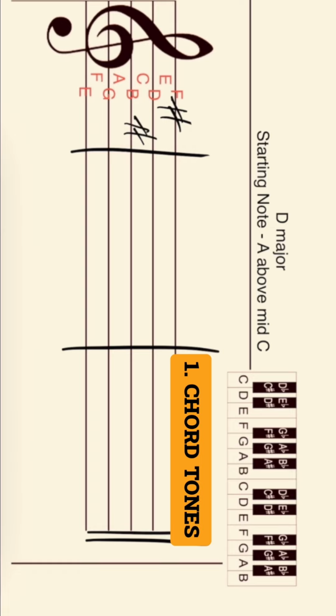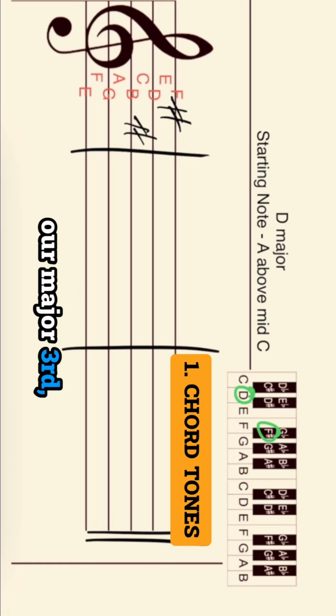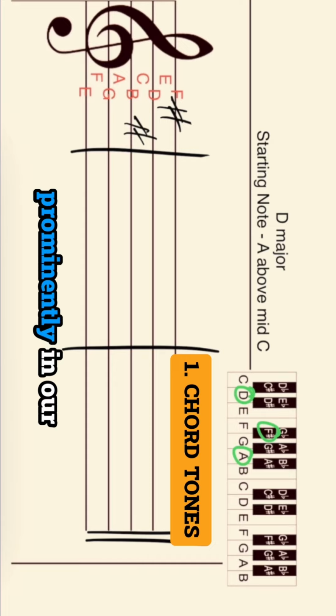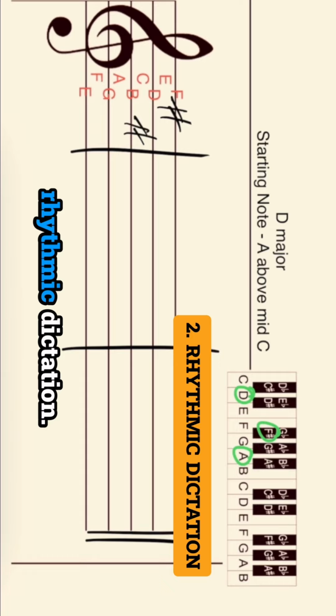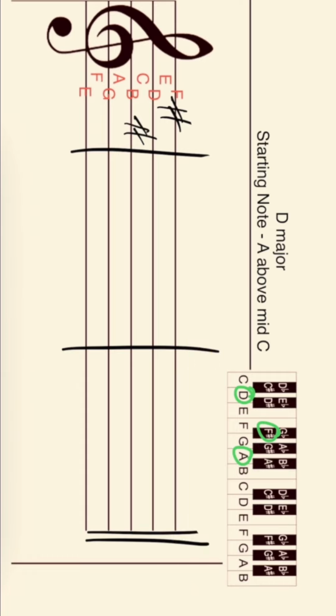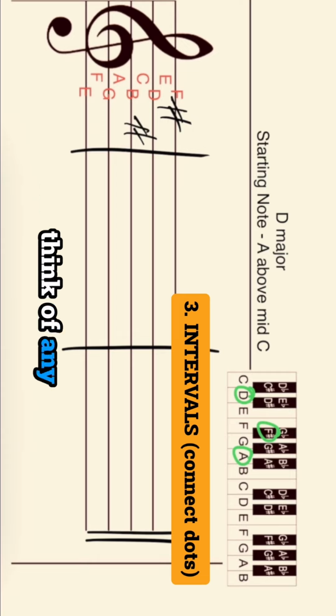In D major, we have our root, D, our major third, F sharp, and our fifth, A. These are all going to feature quite prominently in our melody. We then want to listen out for our rhythmic dictation. Try getting our rhythm down on the first listen. We also then want to think of any intervals that might stand out or connect the dots.